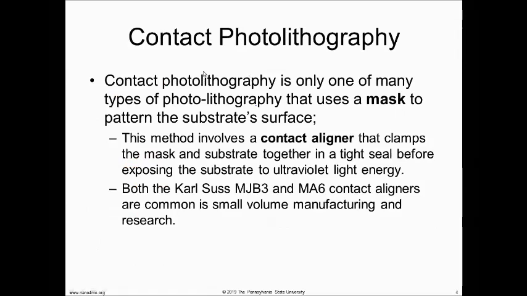So anyhow, this is contact photolithography. It uses a mask, and again, that word tends to be confusing. This method involves a contact aligner that clamps the mask, which is our piece of glass, and the substrate together in a tight seal before exposing the substrate to ultraviolet light. What that ultraviolet light does is chemically change the photoresist that we spread on the wafer. Does that make sense to everybody?